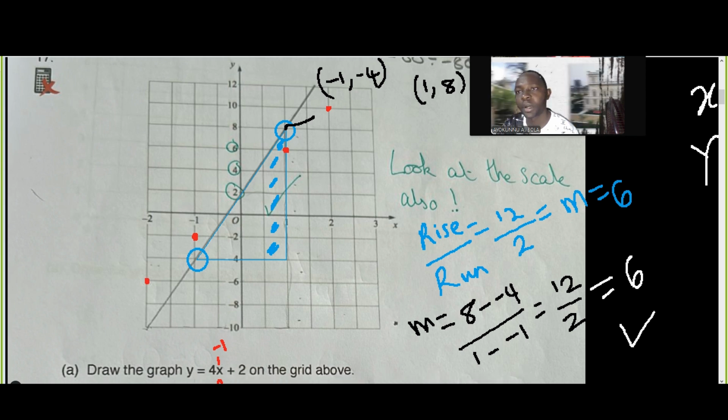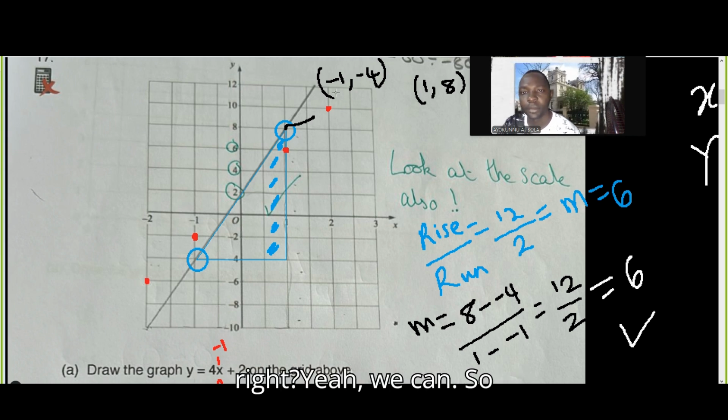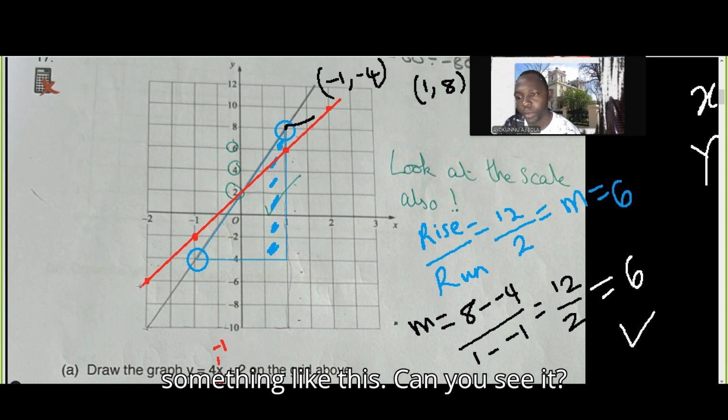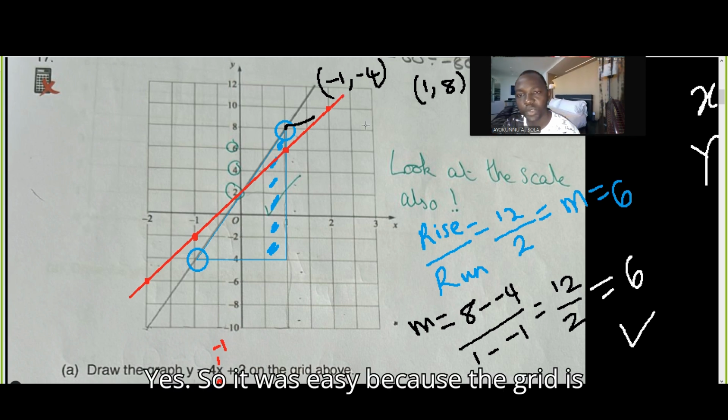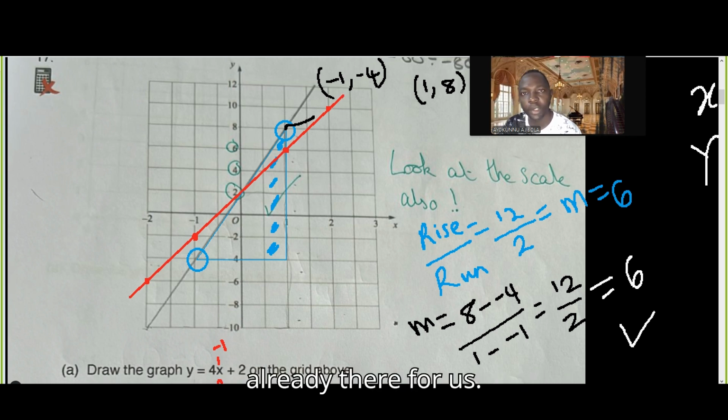Now we can plot the graph, right? Yeah, we can. So something like this. Can you see it? Yes. So it was easy because the grid is already there for us.